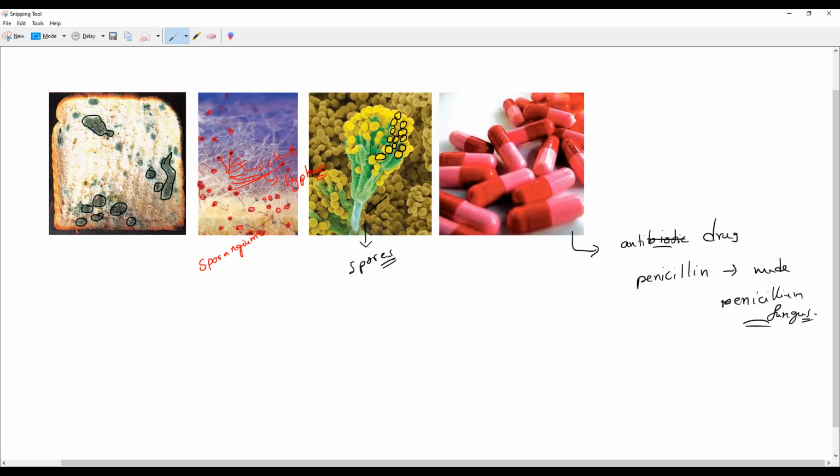One more example of spore formation you can add, what is it? The Penicillium fungus. This is a very important antibiotic drug which we use, and many people consume it in daily life. So please note it.